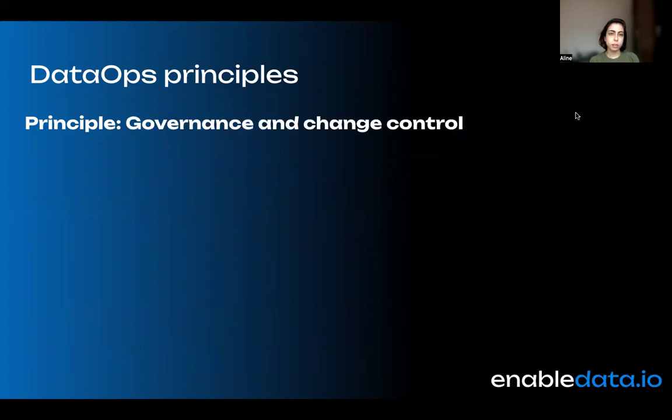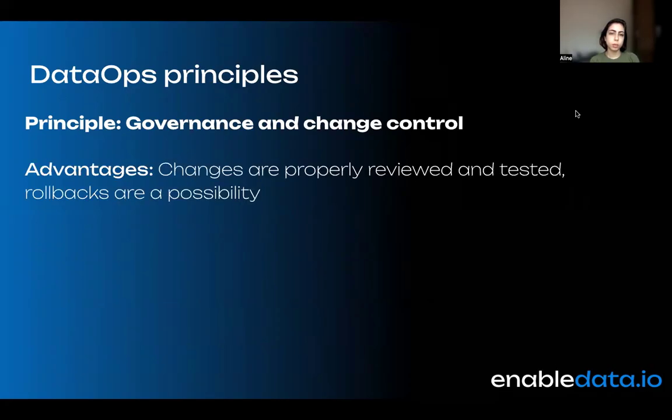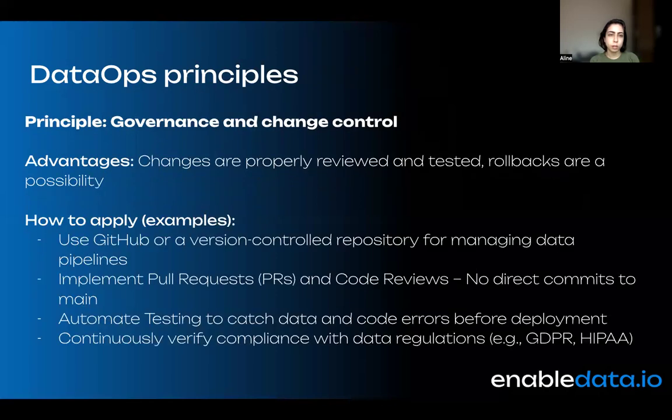Another principle is governance and change control. What does that mean? What are the advantages? Changes are properly reviewed and tested. Rollbacks are a possibility. Basically, a code versioning tool such as GitHub for both data and code, because it's very important to have these possibilities with data as well.